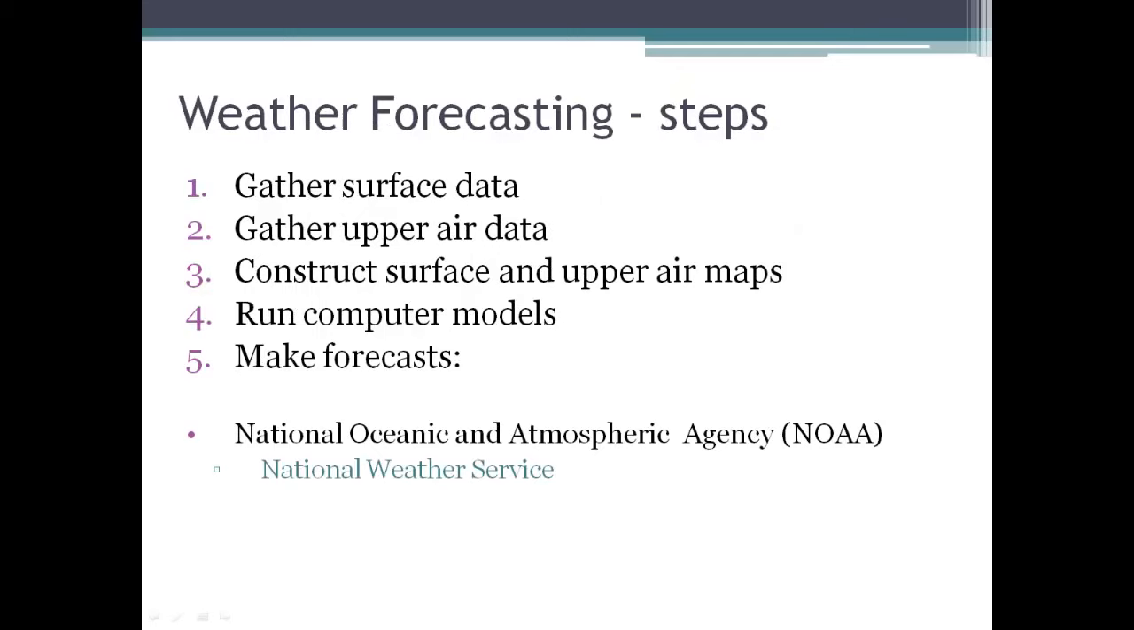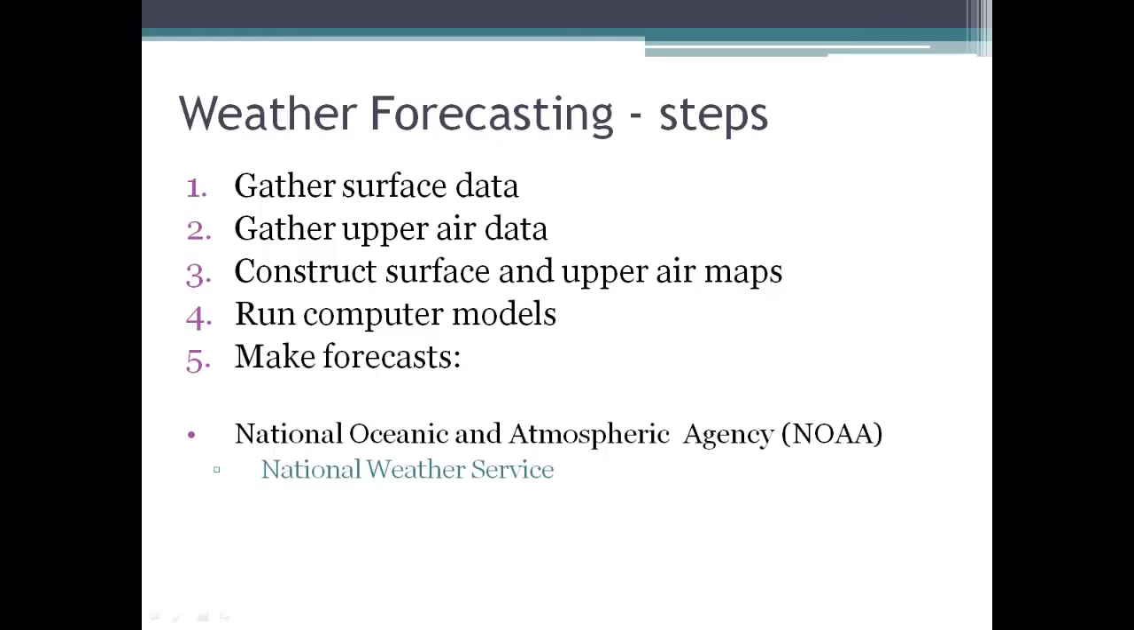Basically, when you forecast the weather, the steps are like this. First, you gather surface data, surface observations. Next, you gather upper air observations about what's happening with the atmosphere higher up. And then you take your data and you construct surface and upper air maps. And we have computer models that you can plug this data into, and from that you make your forecasts.